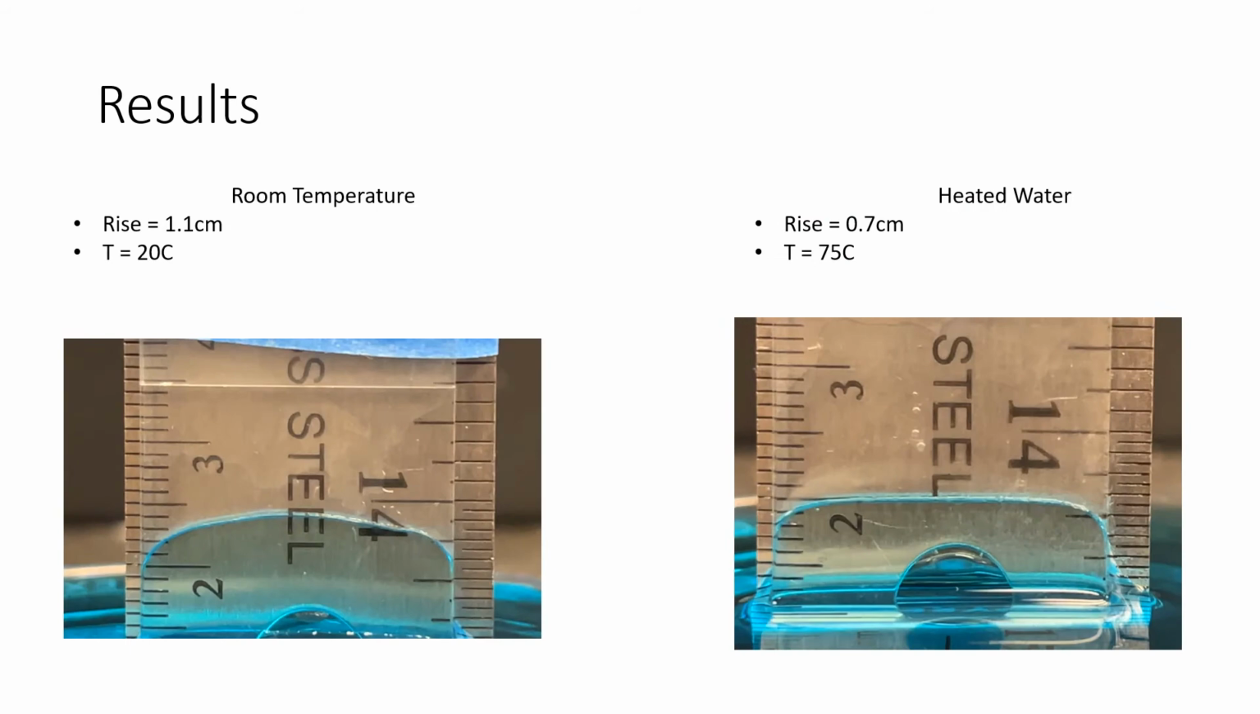So here are the results from the experiment. The room temperature water at 20 degrees C gave us a capillary rise of about 1.1 centimeters, and our heated water gave us a capillary rise of about 0.7 centimeters. These values were calculated by first measuring the depth of our glass dish and then subtracting the overall height that the water rose on the ruler to calculate the actual capillary rise.